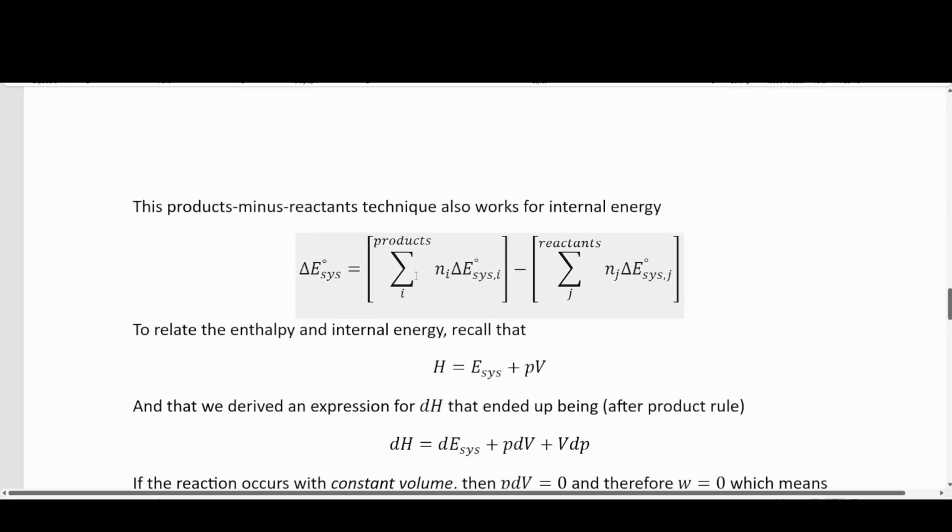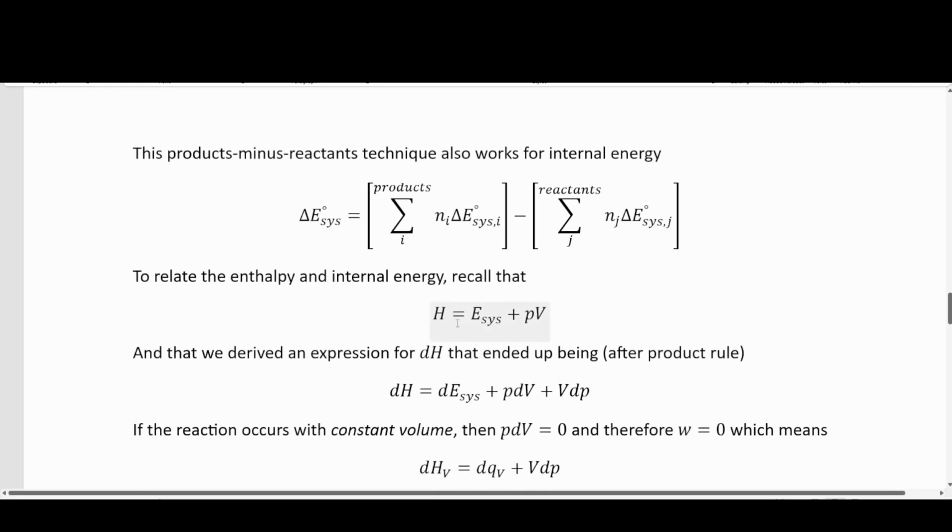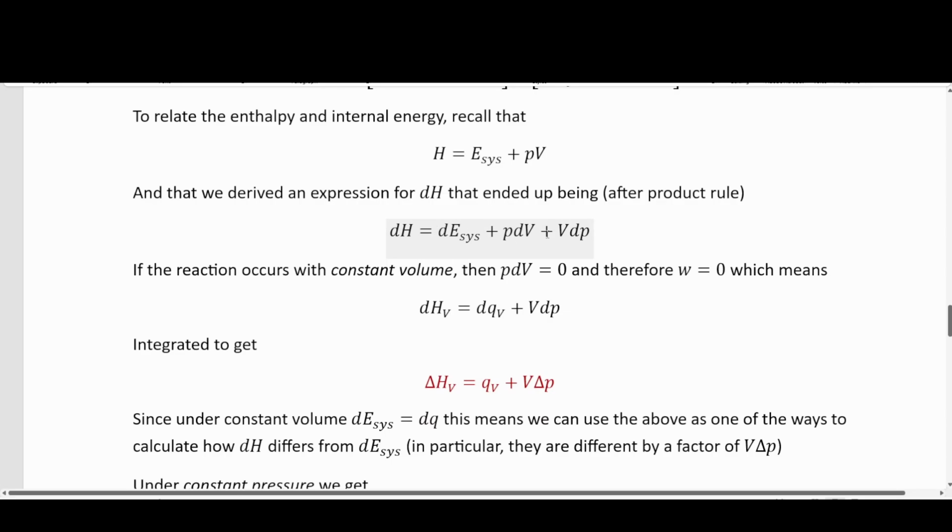So again, we just add up the change in internal energy for the products and subtract off the sum of the internal energy changes for the reactants. To relate the enthalpy and internal energy, recall that the enthalpy is equal to the internal energy plus the PV, so pressure times volume, and that we derived an expression for the infinitesimal change in enthalpy that ended up being, after the product rule, this right here, where we get these two terms from the product rule.